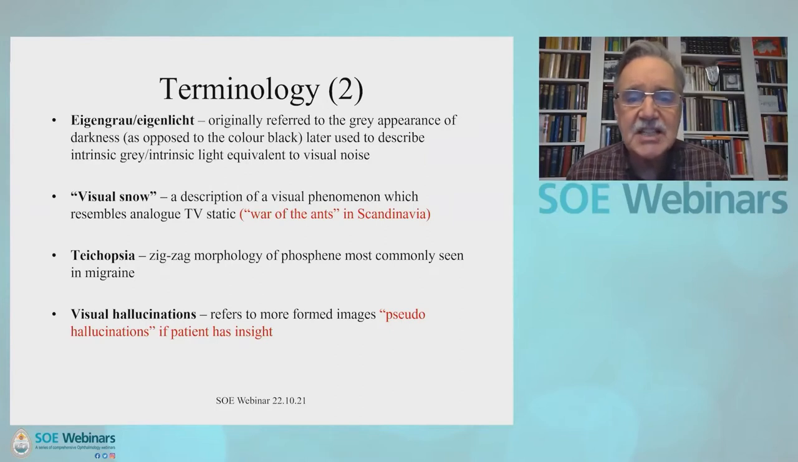Tachypsia is a zigzag morphology of a phosphene most commonly associated with migraine. And visual hallucinations generally refers to more formed images. Technically, these are pseudo hallucinations if the patient has insight, i.e. knows that they're not real.